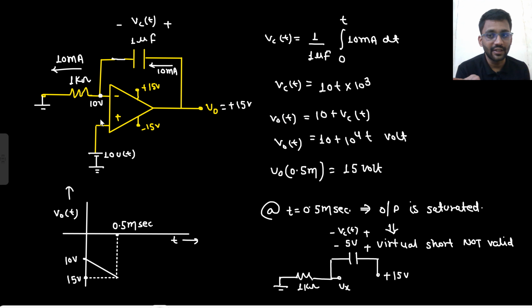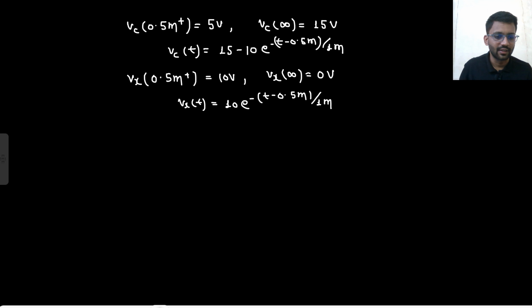But here the Vx potential is going down. It will certainly go down, so there is no issue about that. It will go down, not slowly. I shouldn't say it will go down slowly. I should say it will go down exponentially. Right? So this is the VCT equation.